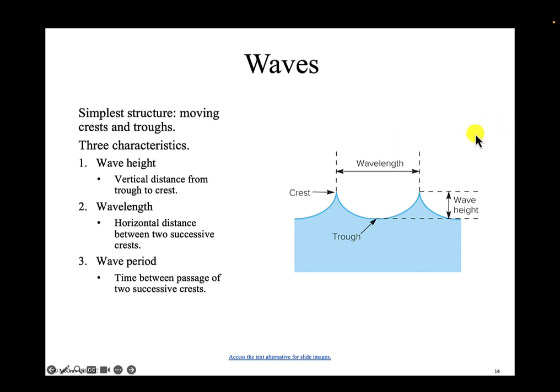The wave height is the vertical distance between the trough and the crest. The crest is the highest point of that wave, and the trough is the deepest point of that wave. The wavelength is the distance between two crests. And the period is the time between the passage of two consecutive crests. We already studied this as well.